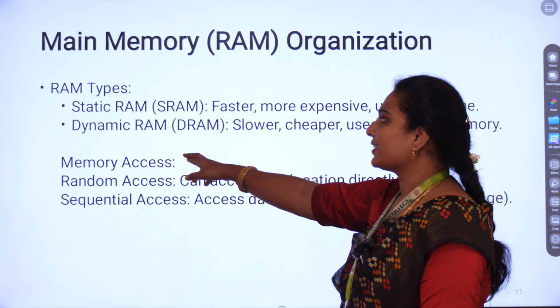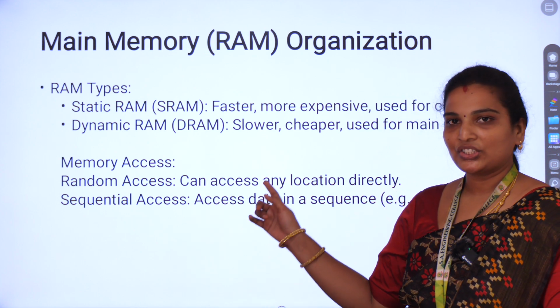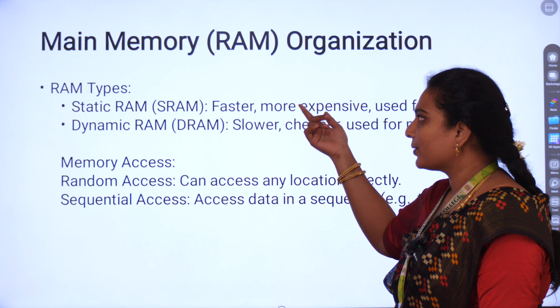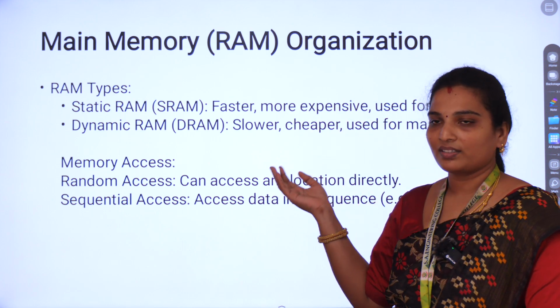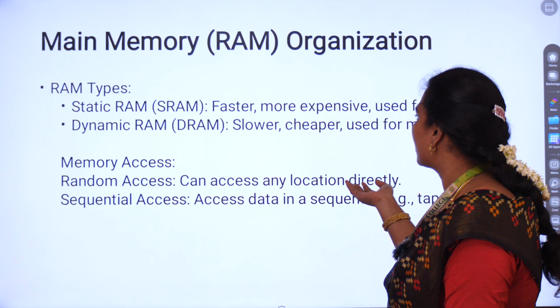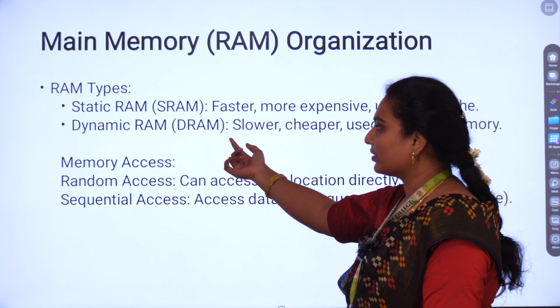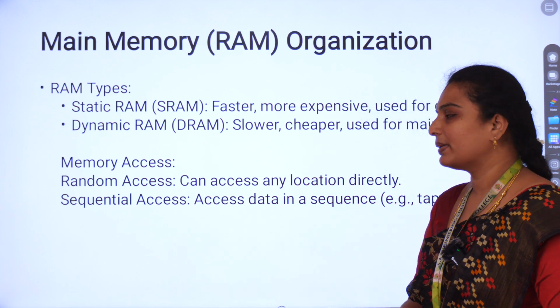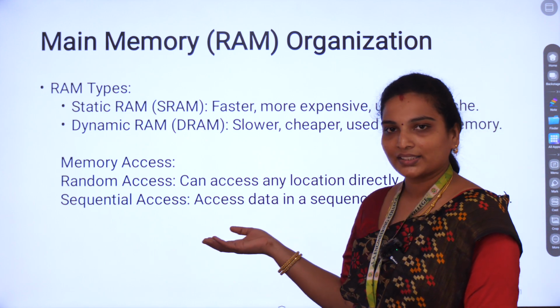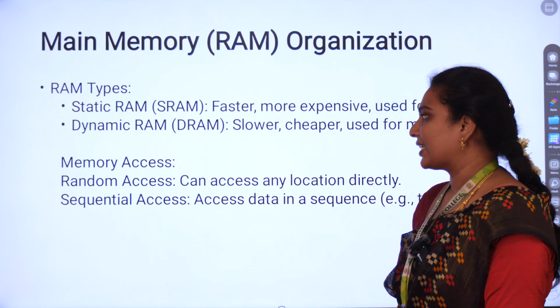Okay, so the next type of RAM is dynamic RAM, which is DRAM. When compared to the others, it is considered to be slower. Since it is slower, it is also a cheaper version used for making this main memory. Two kinds of memory access are also given: one is random access, and another is sequential access.